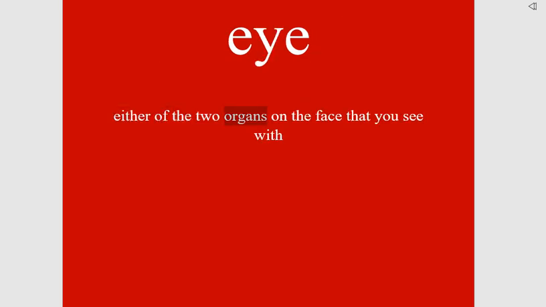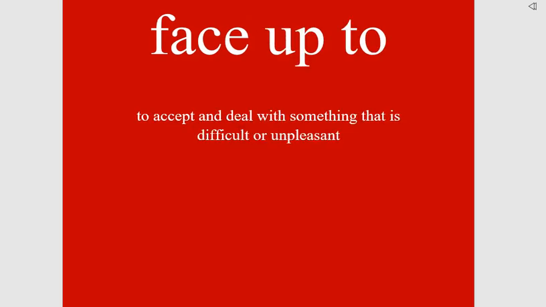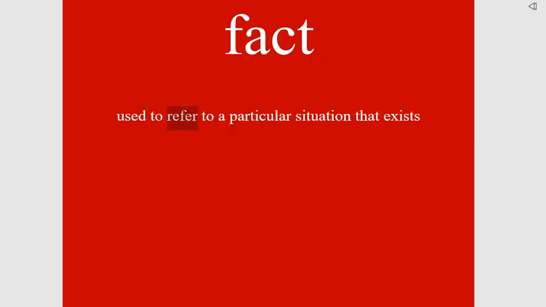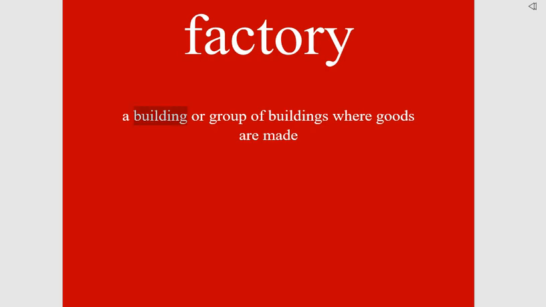Eye. Either of the two organs on the face that you see with. Face. The front part of the head between the forehead and the chin. Face up to. To accept and deal with something that is difficult or unpleasant. Facility. Buildings, services, equipment, etc. that are provided for a particular purpose. Fact. Used to refer to a particular situation that exists. Factor. One of several things that cause or influence something. Factory. A building or group of buildings where goods are made.